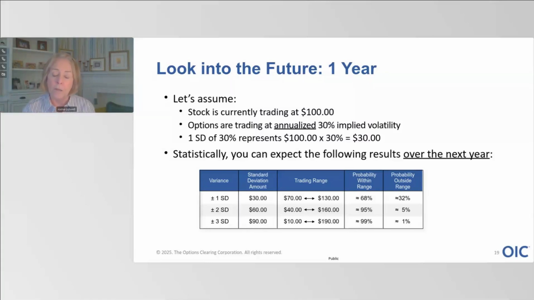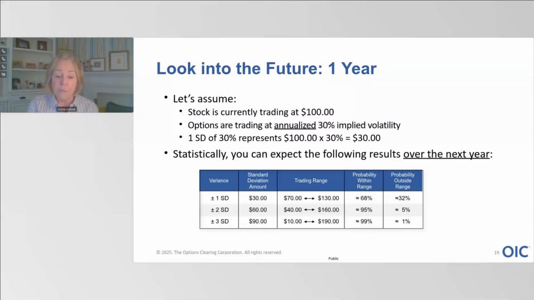130. So if I'm measuring risk in my options, I'm going to be looking at that one standard deviation move. If it goes down one standard deviation, I'm going to look at risk between 100 and 70 to see what that looks like. And on the upside, I'm going to be looking at risk between 100 and 130.